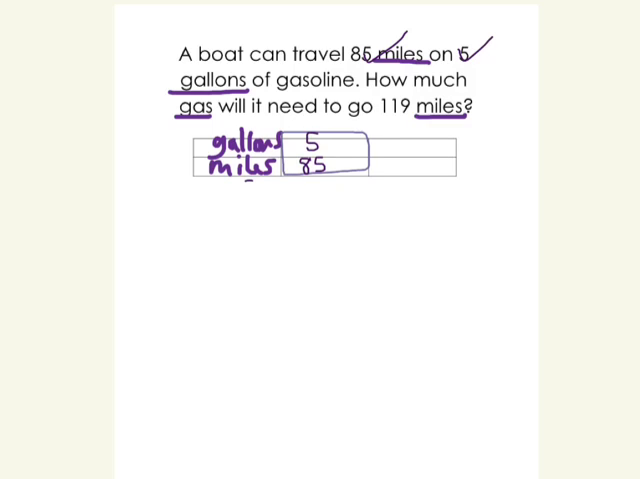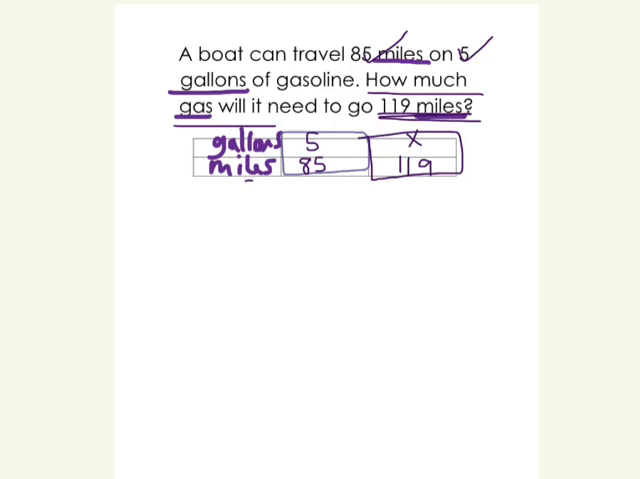Now, these two are for what I'm given and what I need. So it's usually in the question sentence of the problem. How much gas will it need to go 119 miles? So for miles, I have 119. And for gallons of gas, it says how much will it need. So that's my question. That's what I'm trying to figure out.